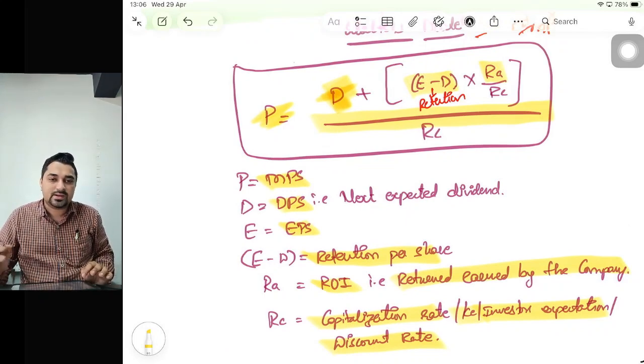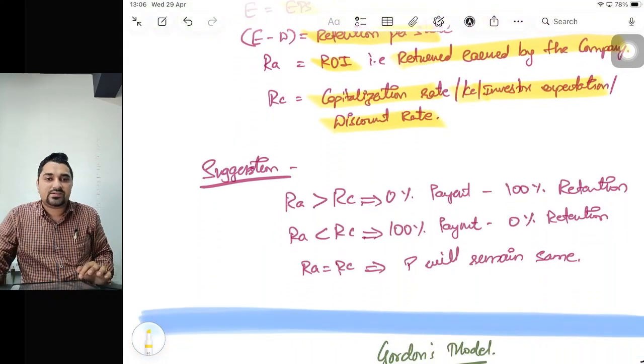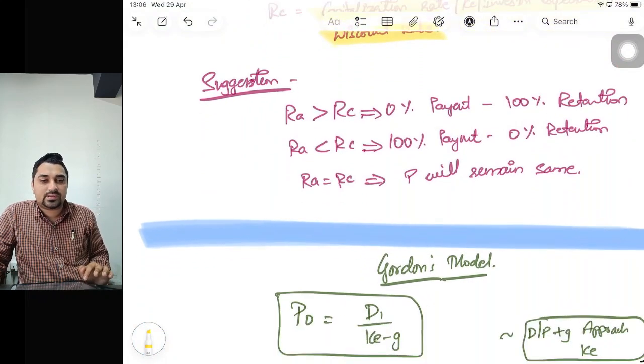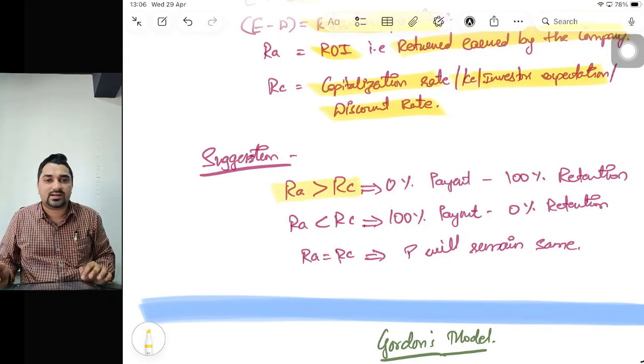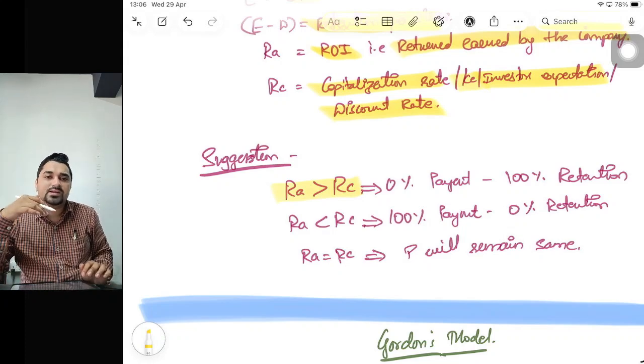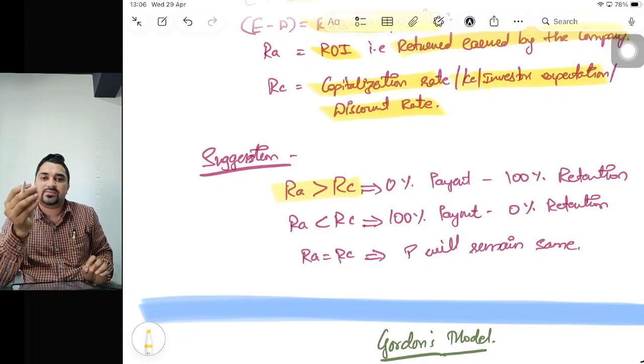I'm only explaining the formula. Yes. So what is the suggestion given by Walter? Walter says if your RA is more than RC, in other words, your company is earning more returns as compared to the market. See what happens when I pay dividend as an investor.